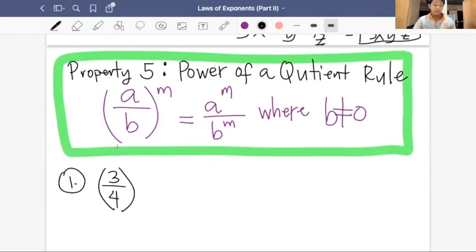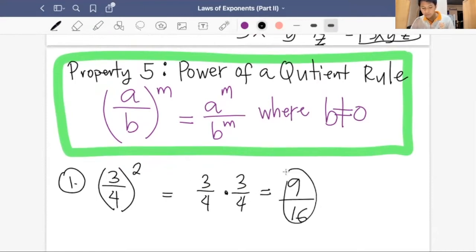Let's start with example number 1, 3/4 squared. We know how to solve this, right? We know how to expand this. So say, for example, we have 3/4 times 3/4. This is just equal to 3 times 3, 9, 4 times 4, 16, 9 over 16.